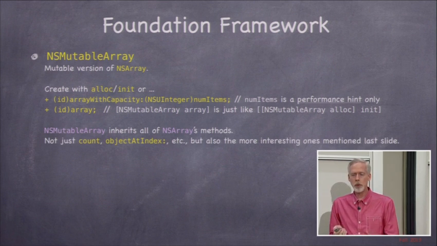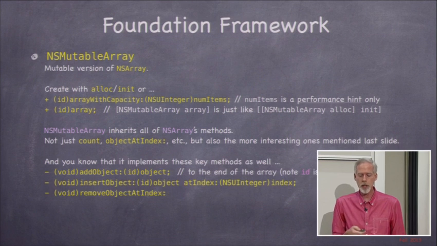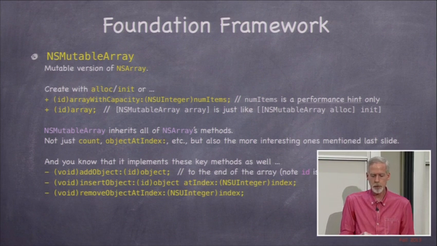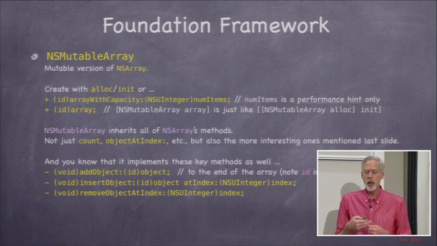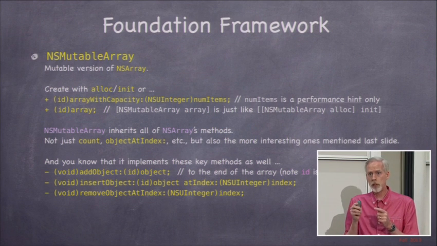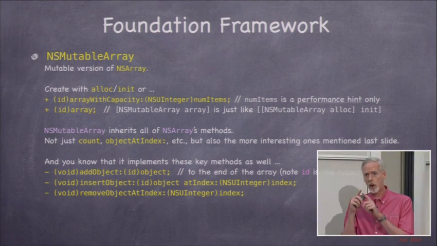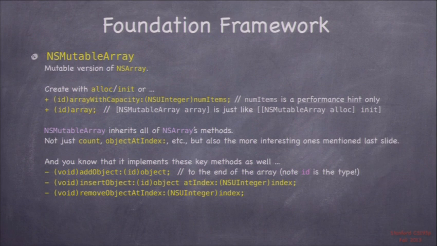You know that NSMutableArray inherits everything from NSArray, of course, and then it adds addObject, insertObject:atIndex:, removeObjectAtIndex. And you know that you can use the square brackets notation, like self.cards, open square bracket, index, close square bracket, to both put things into an array and get things out of an array. Using that notation is really just calling objectAtIndexedSubscript and setObject:atIndexedSubscript. It's just calling those methods. That's all it's doing. But it looks really nice in your code to use those square brackets.